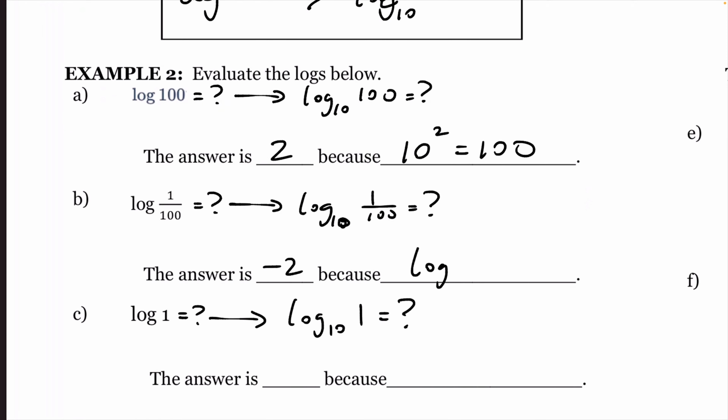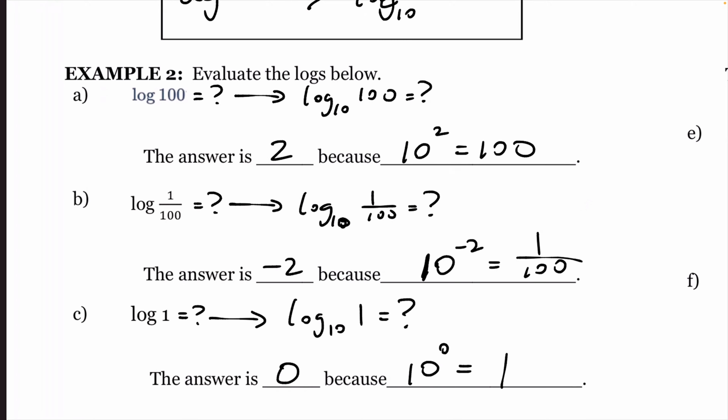Because 10 to the negative 2 power equals that. What do you get when you put log 1? 0, because 10 to the 0 power equals 1. Anything to the 0 power equals 1, right?